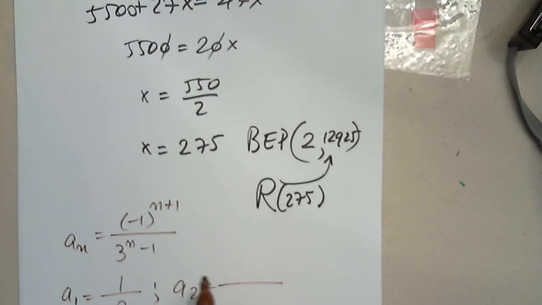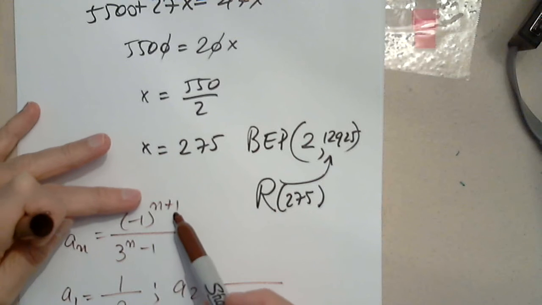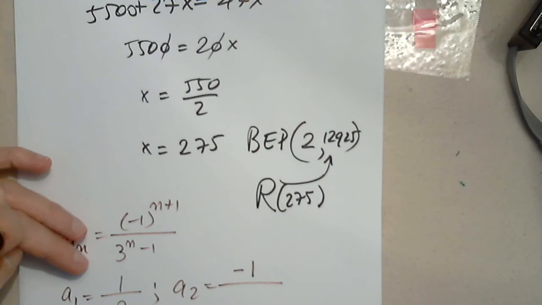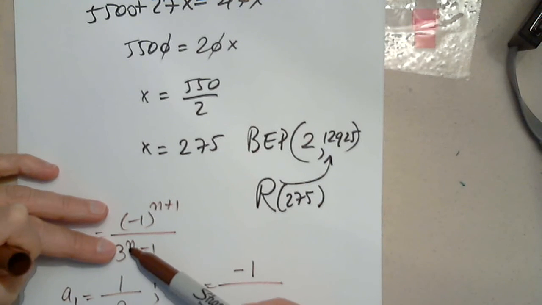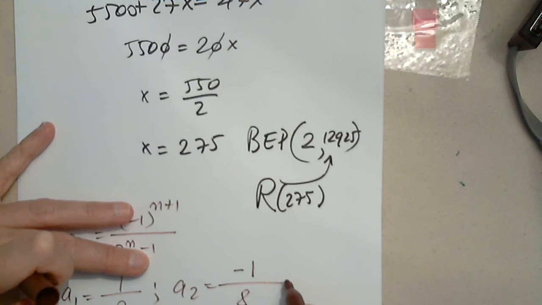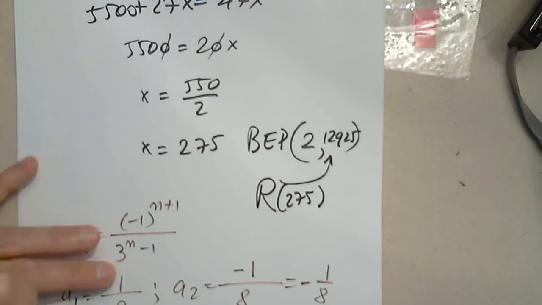a2: 2 plus 1 is 3, but negative 1 to the third will be negative 1. And 3 to the second power is 9. 9 minus 1 is 8. So this is negative 1 over 8.